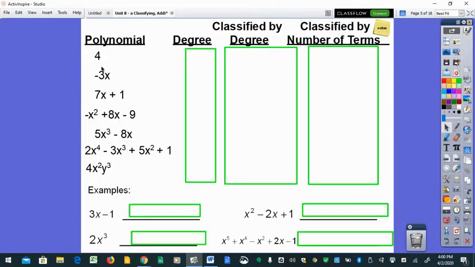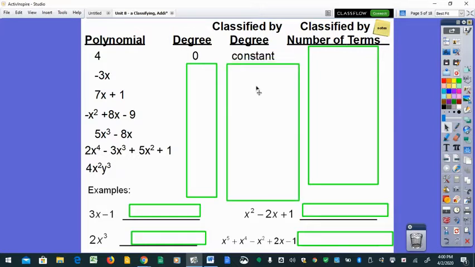So let's take a look again. Look at this guy. He has what degree? He is a degree 0. He doesn't have a variable, 0 variable. If it was there, it would be x to the 0, and it would become a 1. So his degree name would be a constant. How many terms are there? There's just 1, so he's a constant monomial.